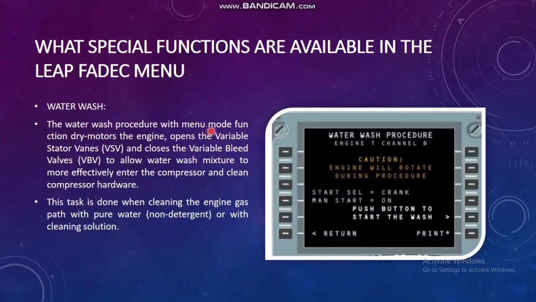The water wash procedure with the menu mode function: dry motor the engine, open the variable stator vanes and close the variable bleed valves to allow the water wash mixture to more effectively enter the compressor and clean the compressor hardware. It is very good to do this water wash, because you can recover the EGT margin with this. So schedule planning is there, and there is a report for the EGT exceedance limit, then they will apply water wash procedures. This task is done when cleaning the engine gas path with pure water, non-detergent, or with a cleaning solution. So this is the purpose of water wash through the MCDU menus.